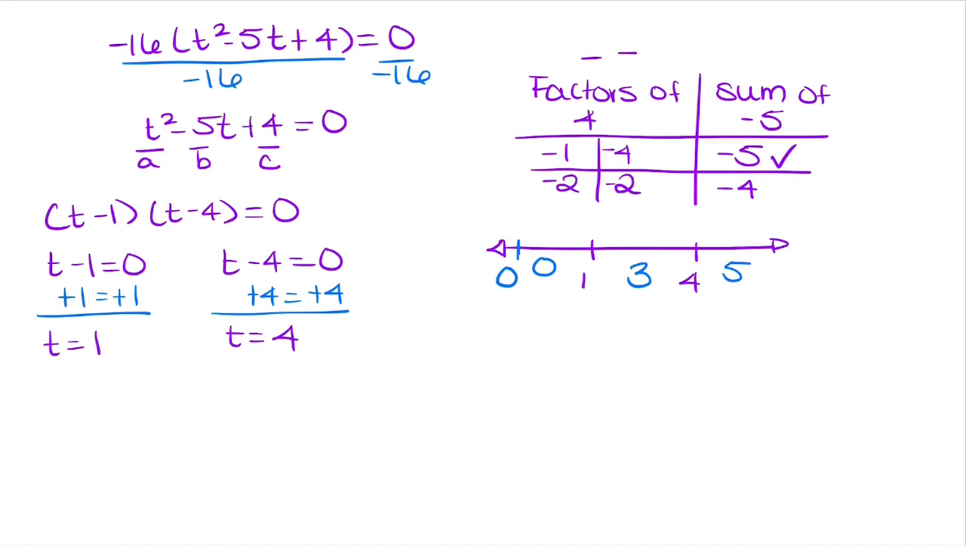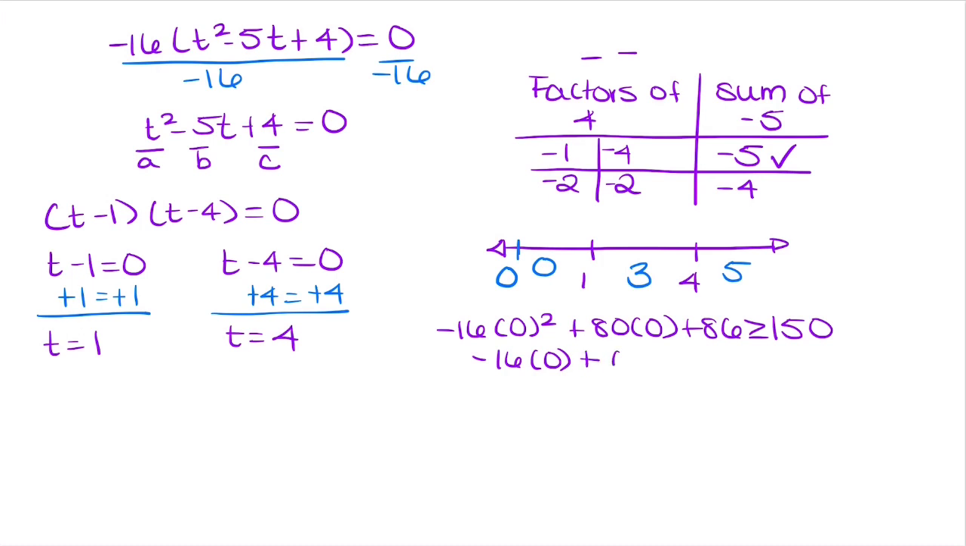So when I plug in 0, I get negative 16 times 0 squared plus 80 times 0 plus 86 is greater than or equal to 150. So that tells me negative 16 times 0 plus 86 is greater than or equal to 150, which basically tells me that 86 is greater than or equal to 150, which is false. Now let's try plugging in 3.